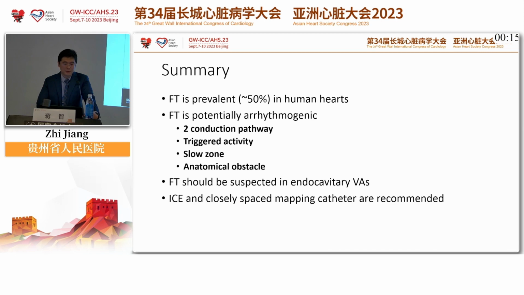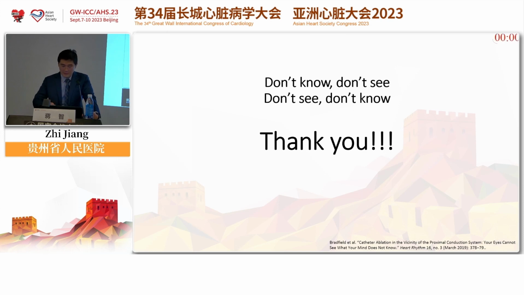In summary, false tendon is prevalent in the majority of human hearts. False tendon is potentially arrhythmogenic because it contains two conductive pathways, and increased triggered activity caused by abnormal mechanical electric feedback. It has a slow zone in its two attachments, and its over-bridge anatomy forms an obstacle above the endocardium. The false tendon should be suspected in endocavitary ventricular arrhythmias, and high-density, closely spaced mapping catheters are recommended. And that's all my presentation. Thank you.